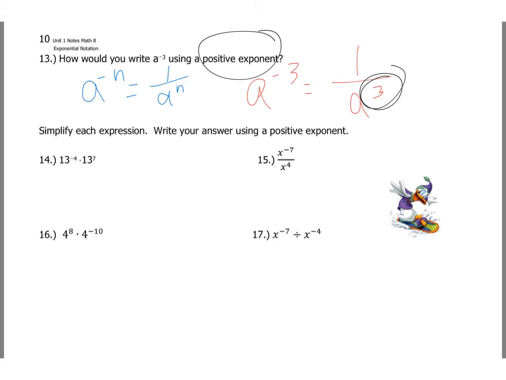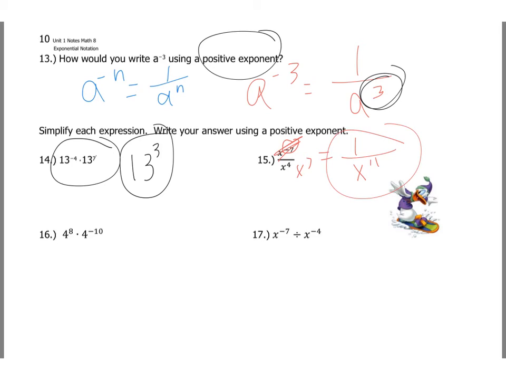What I'm going to do first is combine 13 to the negative 4 and 13 to the 7. That's going to be the same thing as 7 minus 4, which is 3. Then we look at number 15. In order to make this negative 7 positive, we have to move it to the opposite side. So now we have 1 over, because it's no longer in the numerator, and in the denominator we can combine the 4 and the 7 to make 11. That is your final answer.